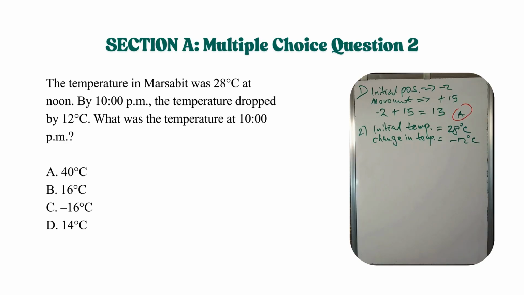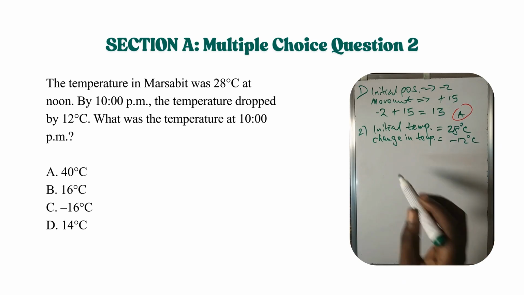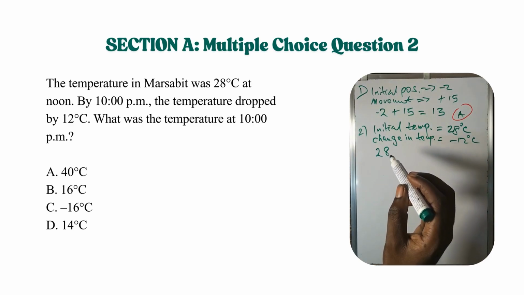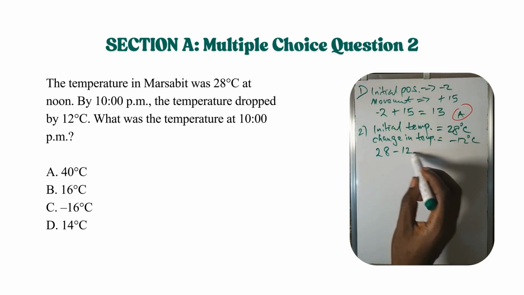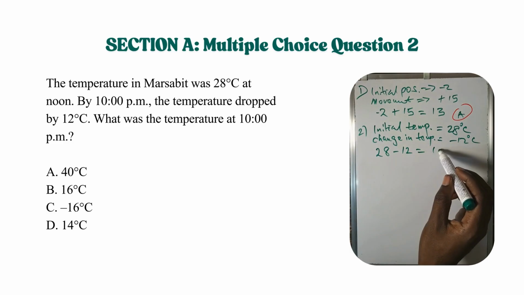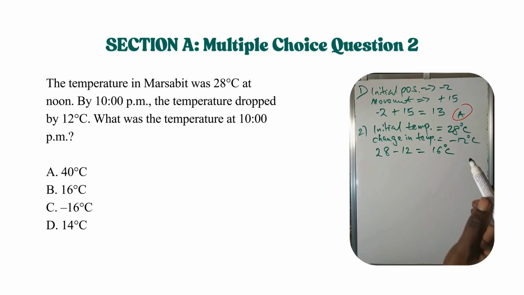Now, to find the temperature at 10 p.m., our calculation will be 28 minus 12, which gives us 16 degrees Celsius. And that's choice B. So the answer is B.